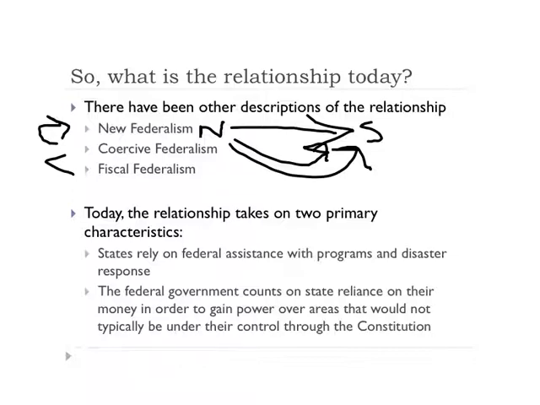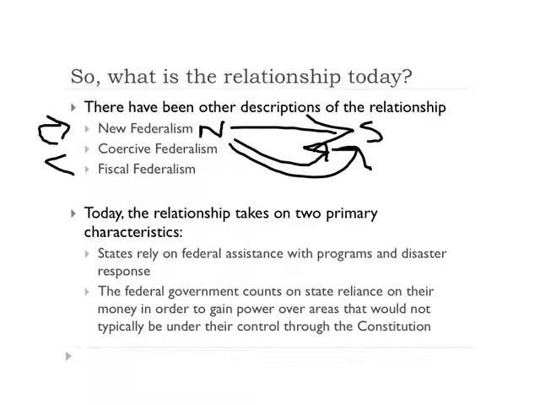Now today this relationship takes on two very primary characteristics. Number one, the states have begun, after cooperative federalism, to rely on federal assistance, both with programs, things like Medicaid, which is a health program for the poor. Health and welfare were definitely powers of the states, but starting in the 60s when we created Medicaid as a federal program, there's been that cooperative effort between national funds and state administration.